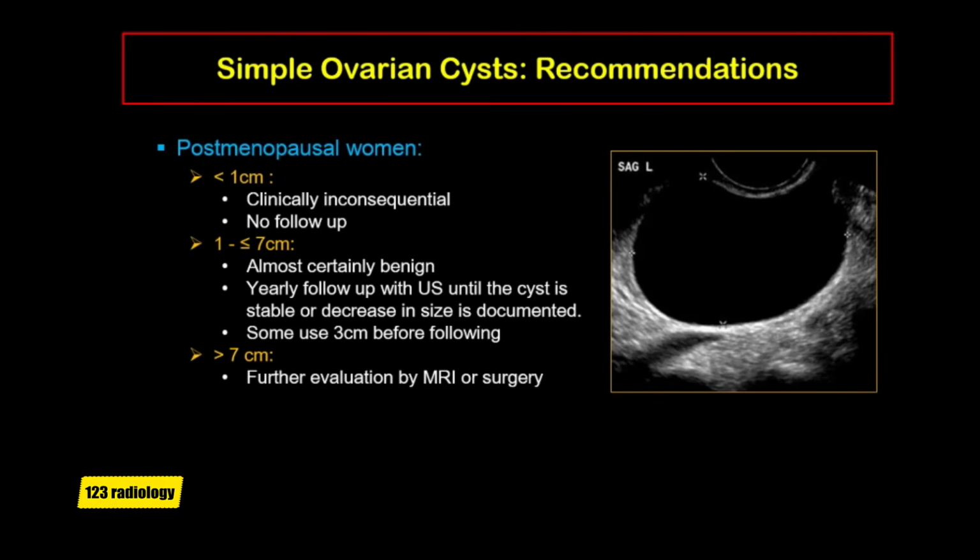For postmenopausal patients, if the cyst is less than 1 cm in size, it is clinically inconsequential. No follow-up is needed. If the cyst size is between 1 to 7 cm, they are likely benign. But we recommend obtaining yearly follow-up until the cyst is stable or a decrease in size is documented. Some people use 3 cm in size before following. Again, like premenopausal patients, cysts greater than 7 cm in size require further evaluation by MRI or surgery.